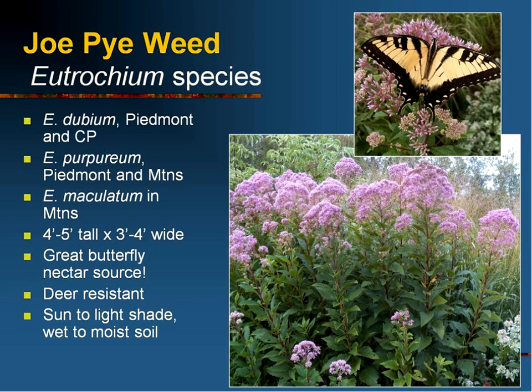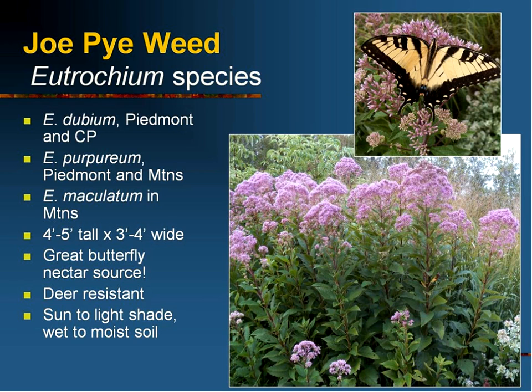Here in the coastal plain and also extending to the Piedmont, we have what's called the coastal plain Joe Pye weed, the Eutrochium dubium, which in the coastal plain, I highly recommend. It's a wonderful species. It's only about 5 feet tall, which is much shorter than Eupatorium fistulosum, which is 7 and 8 feet tall. And a great plant for butterflies, all of the Eupatoriums are.